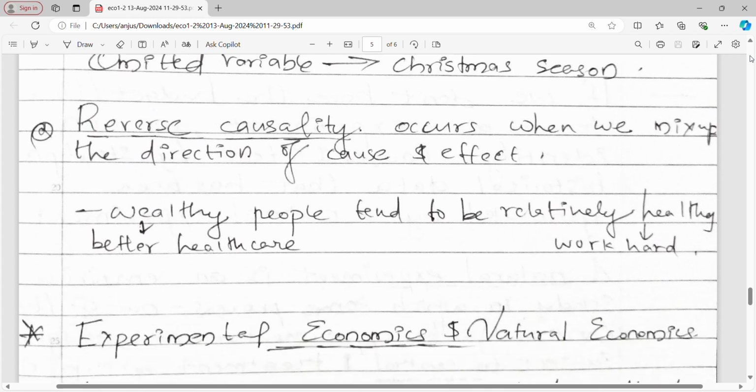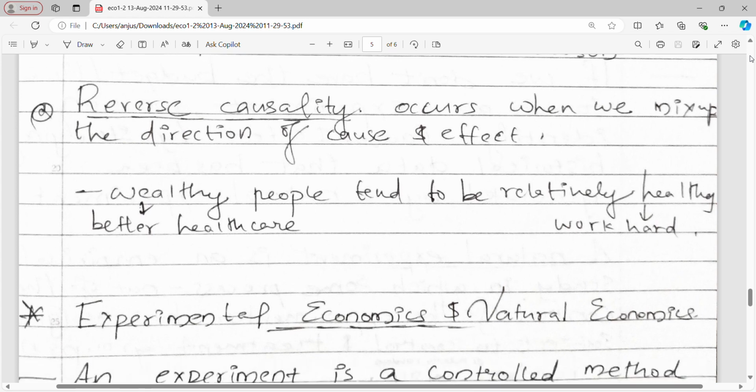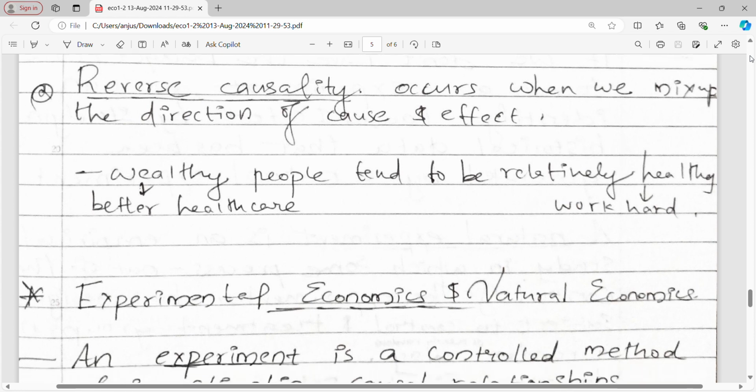Then you have reverse causality. It occurs when we mix up the direction of cause and effect. Wealthy people tend to be relatively healthier. So wealthy people can afford better healthcare, or relatively healthy people can work harder. So both, the cause and effect, are mixed up.